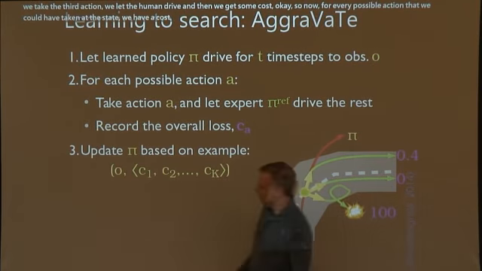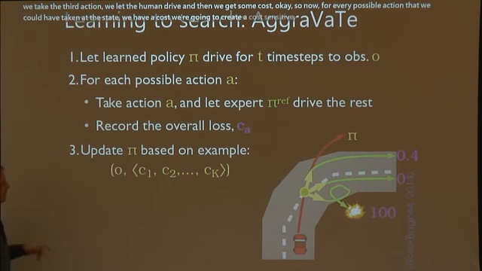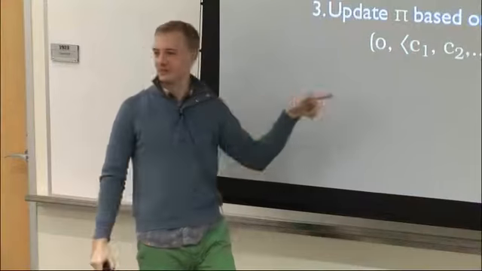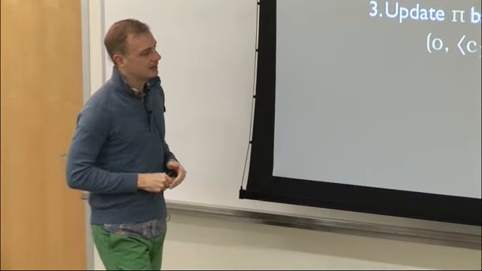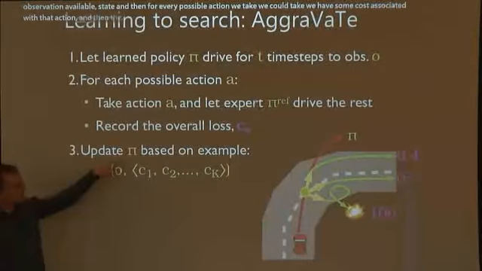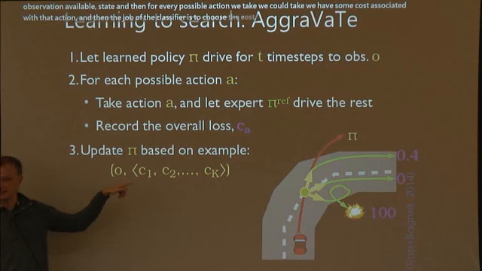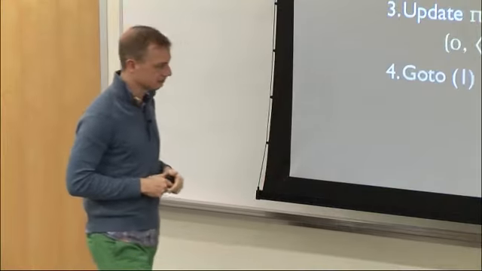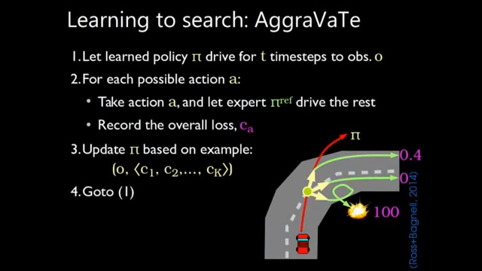We're going to create a cost-sensitive classification example where we have the observation available at this state, and then for every possible action we could take, we have some cost associated with that action. And then the job of the classifier is to choose the action that minimizes the corresponding cost. The cost is the expected cost or real cost? It's real cost. Real cost.